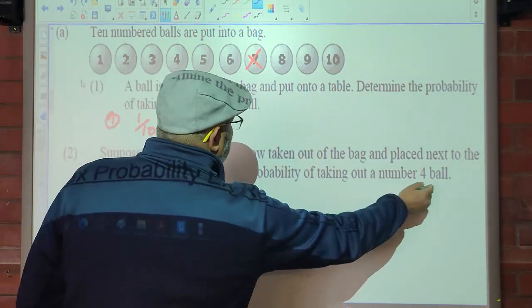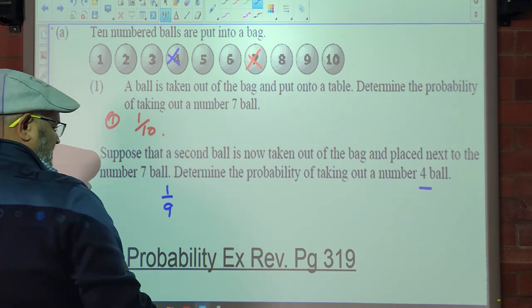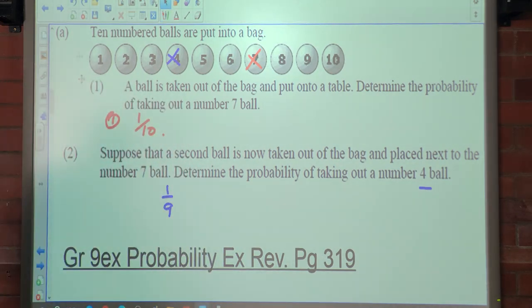What's the probability of taking a number 4? It's 1 out of 9. How many balls are in the bag? 9.